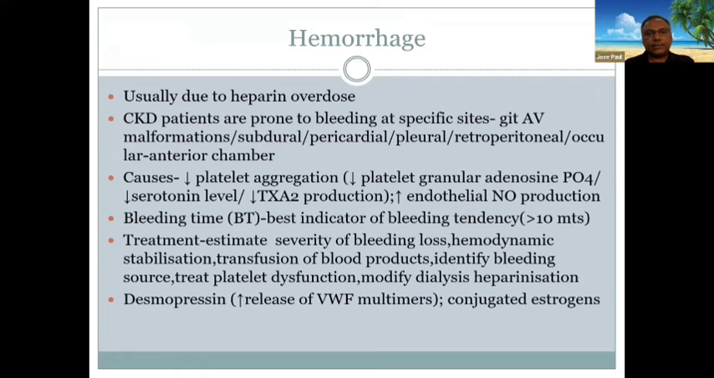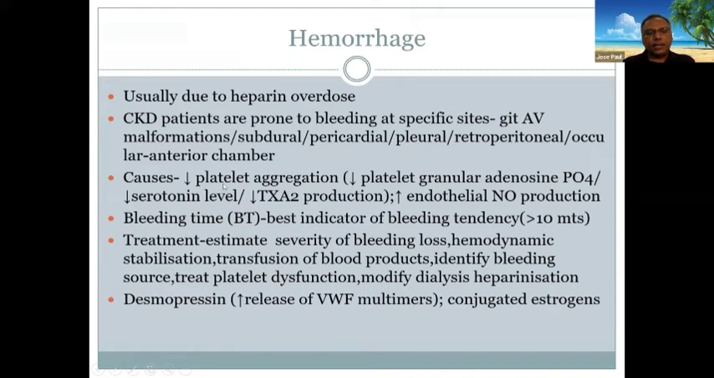Hemorrhage. Hemorrhage is usually due to heparin overdose, and these CKD patients are prone to bleeding at specific sites like gastrointestinal AV malformations. Patients with CKD are more prone to developing angiodysplasia, especially of the small intestine and the colon. So it can lead to bleeding from these sites. Subdural hematoma, pericardial bleed, pleural bleed, retroperitoneal bleed, and bleeding into the anterior chamber of the eye. These are specific bleeding sites in CKD patients.